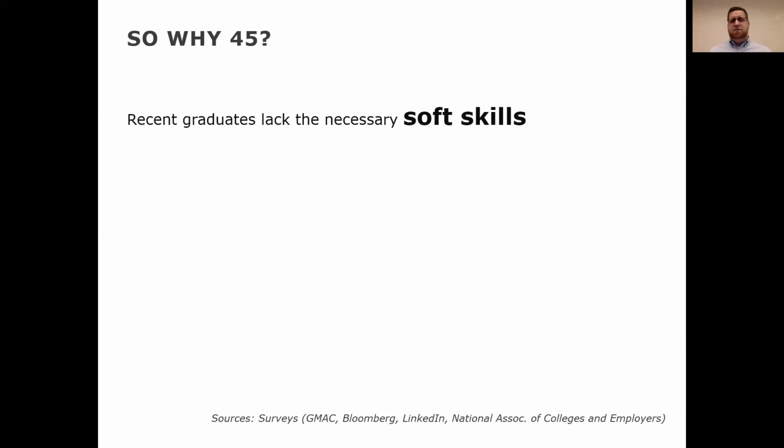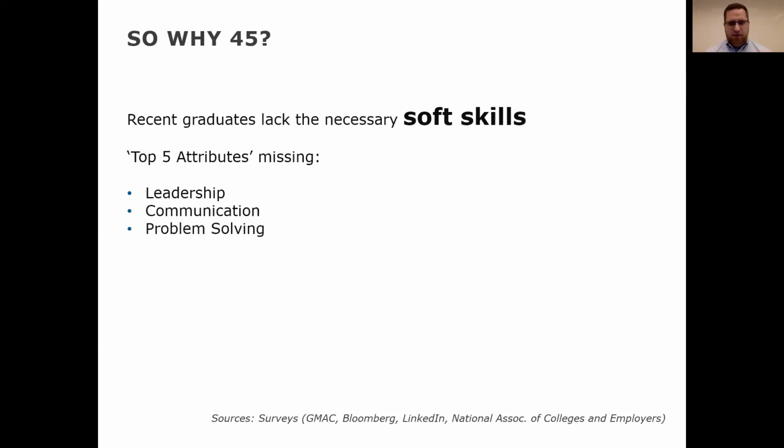We also looked at the research and we found that recent graduates lack the necessary soft skills. I think at times we do a great job of building those hard skills, but the soft skills are the area that we need to improve. There's five attributes, the top five attributes that are missing: leadership, communication, problem solving, time management, and initiative. Those are the top five attributes missing.